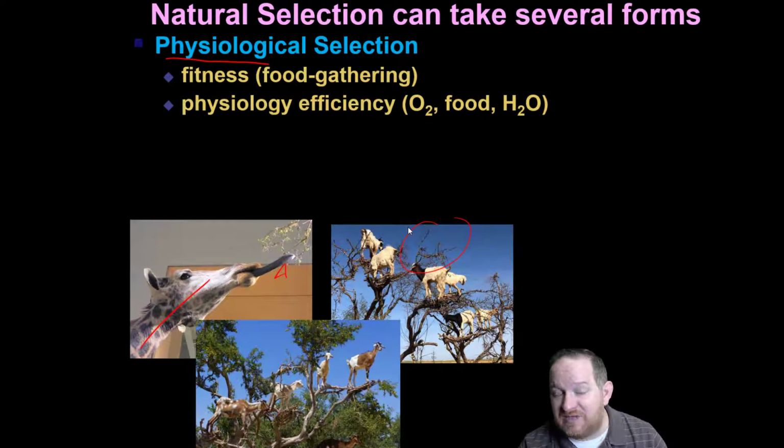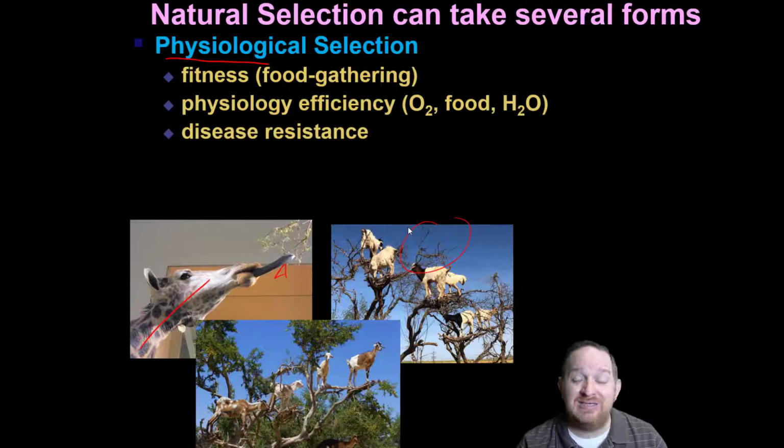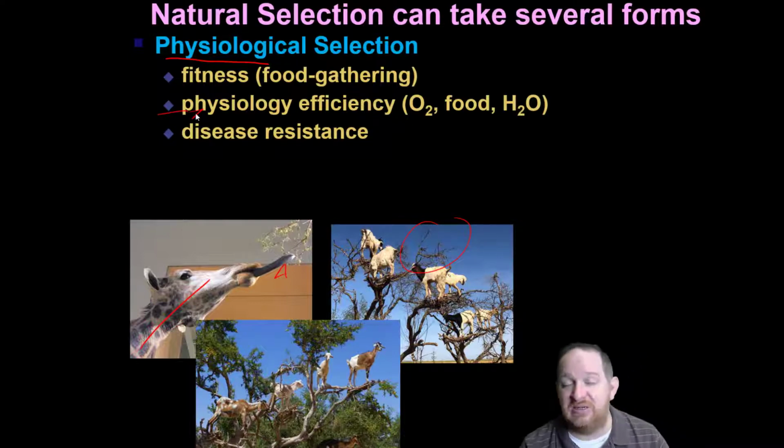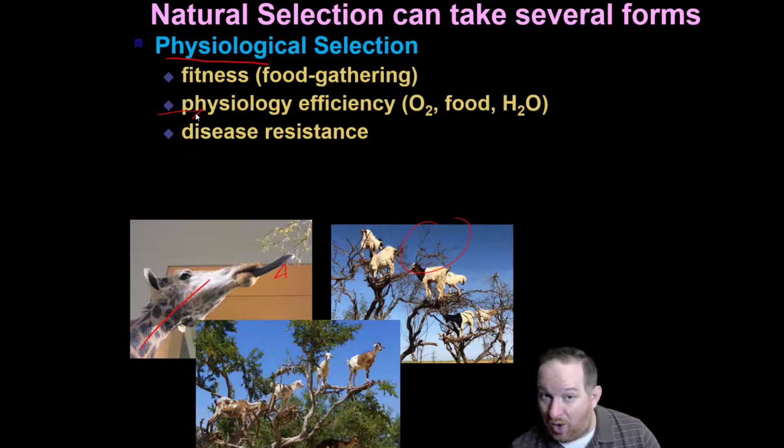Then another physiological selective mechanism would be the efficiency of your physiology, right? How well do you process oxygen or process food, drink water, take in water, process water? That is a really interesting way to study organism evolution. And then disease resistance, if you think about, that could actually also help an organism survive physiologically.